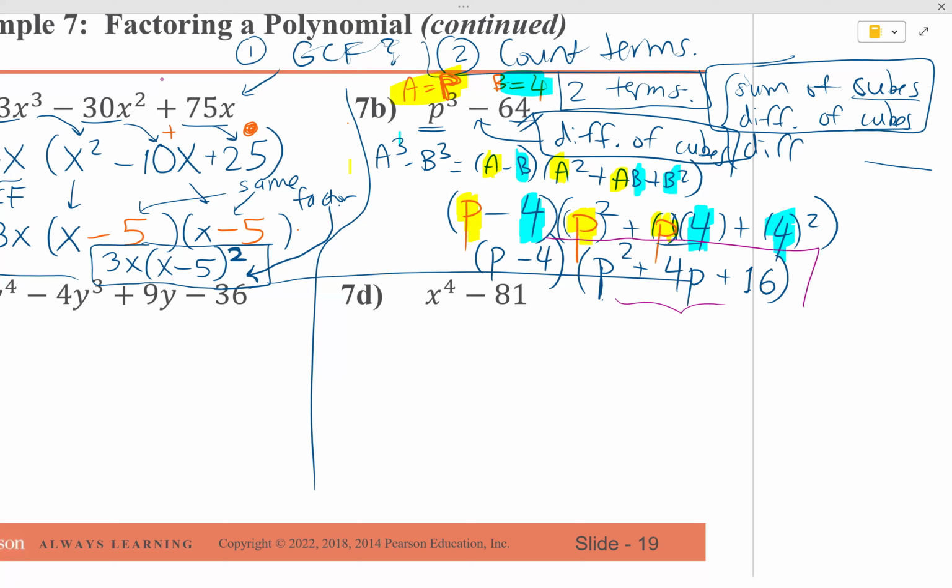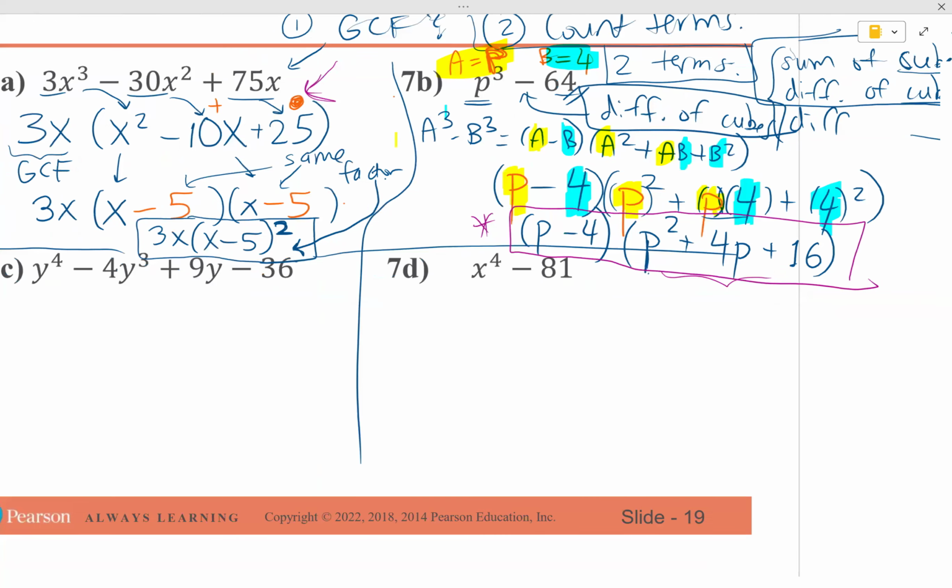So if you're looking at them and you're thinking, I wonder if that factors further, like this one over here did. For some reason, it's honestly unbeknownst to me. I don't know why. But those guys never factor any further. I think because they don't fit any technique. I don't know. Don't worry about it. Once you do difference of cubes factoring, you're all done.